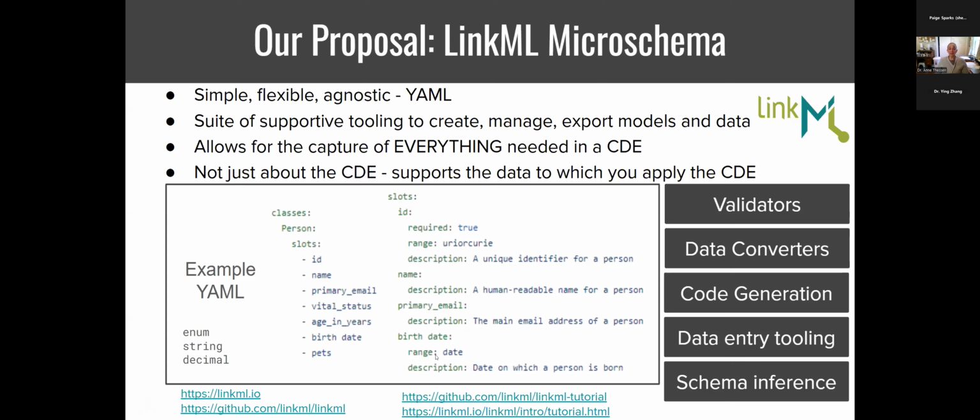So when you set range date for birth date, that means that this slot is always going to contain a date. And if it doesn't contain a date, if it contains a decimal or something like that, then this validation tooling that is available in LinkML is going to tell you that there is an error if it encounters data that has anything other than a date in this birth date slot.